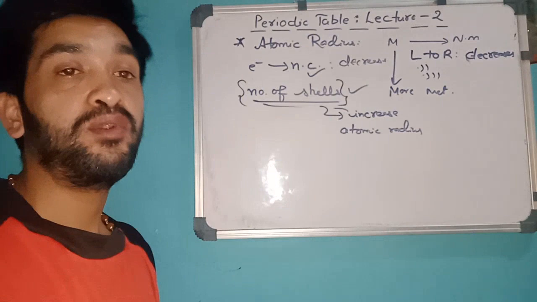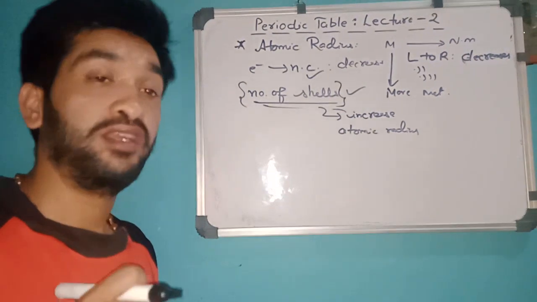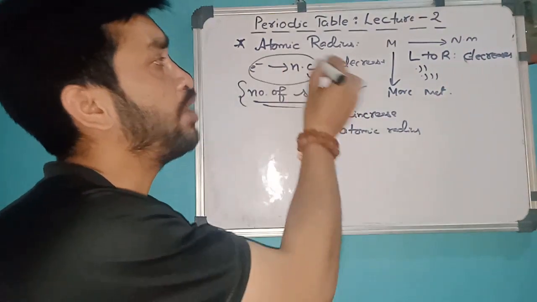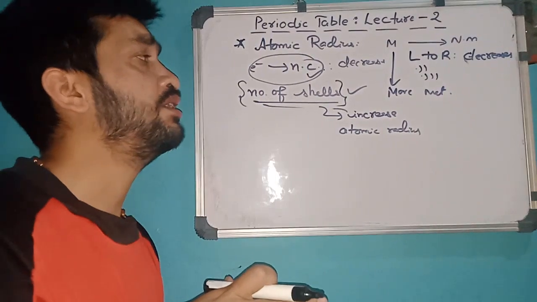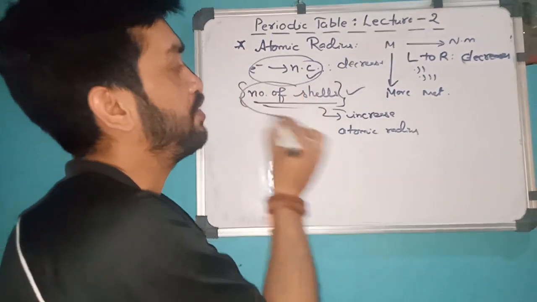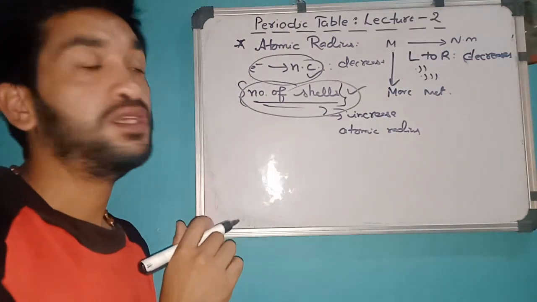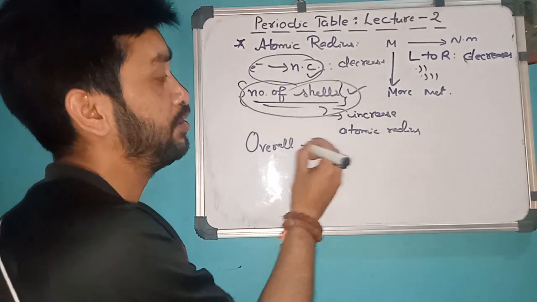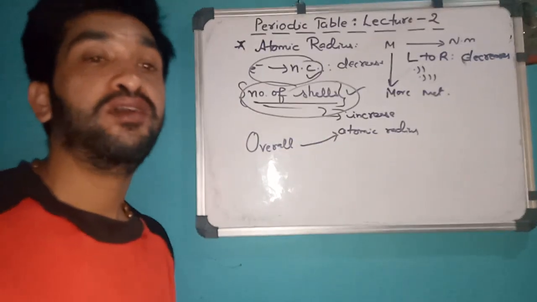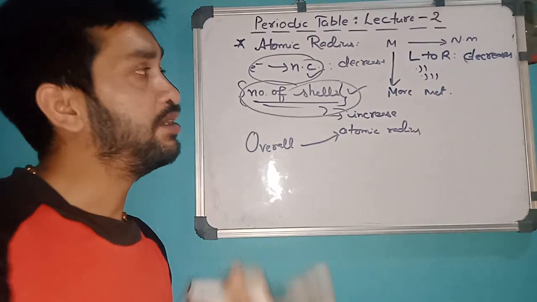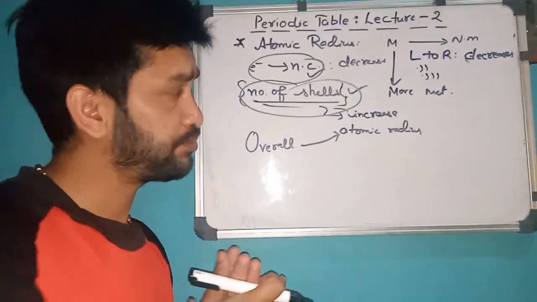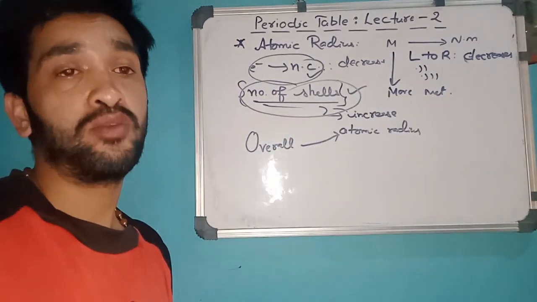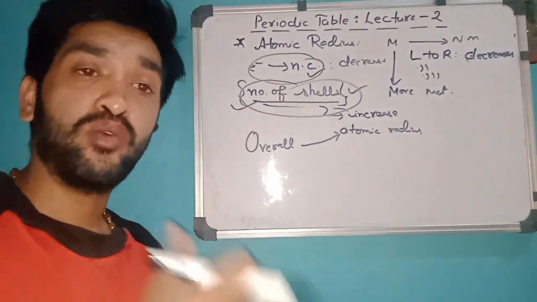So what will happen? We have to write overall atomic size increases, or atomic radius increases. I'm using the word overall here. Why? Because nuclear charge will also have its effect. Although it is not dominating, it will have its effect. Although number of shells is the dominating factor, since nuclear charge is also doing its work, we have to write the word overall. There is an increase in atomic radius. So you have to use the word overall. Why? Because nuclear charge is also doing its work. It is working for reducing the atomic radius, and this is working for increasing the atomic radius. Now since this is the dominating factor, there will be an overall effect.